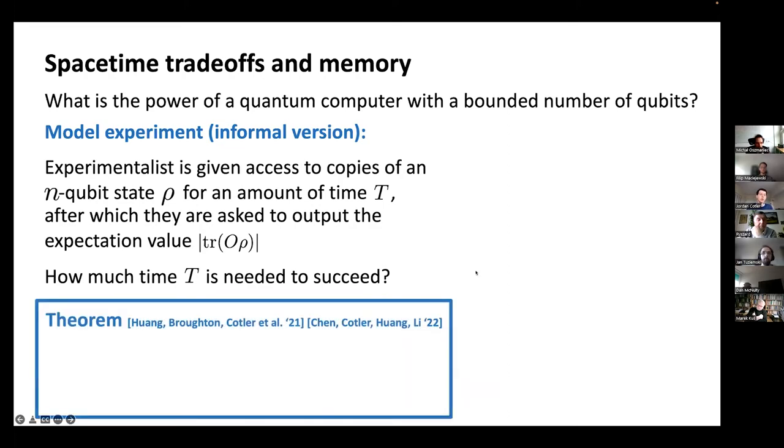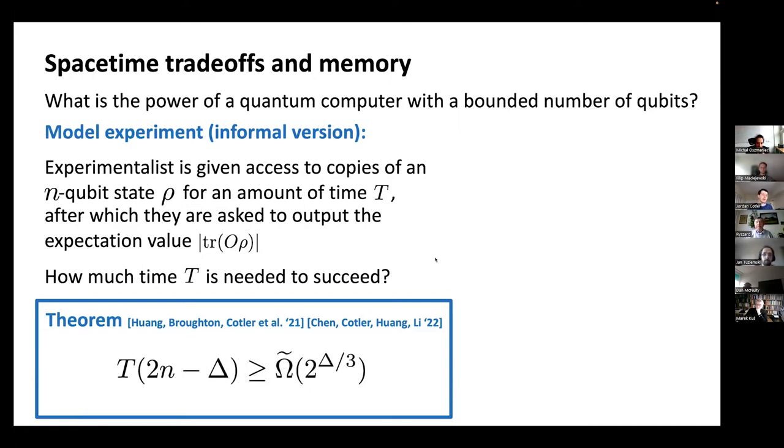So the way you should think about this is that the amount of time that you need, or the number of copies of rho that you need, is contingent on the number of qubits you have. If you have a 2n qubit quantum computer, and this is an n qubit state rho, then the amount of time that you need is logarithmic in n. You need essentially log n copies in order to perform the task successfully. Or I should say log n time.